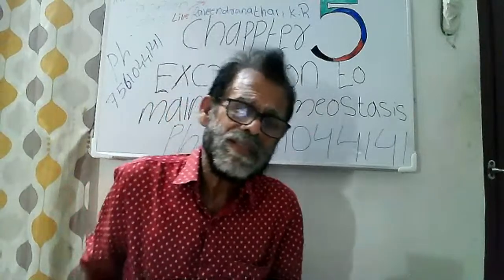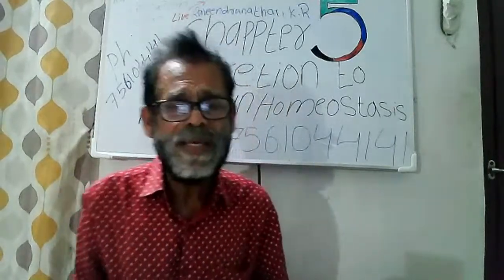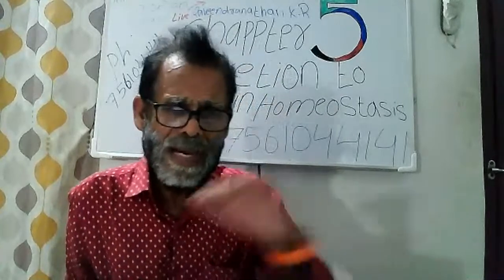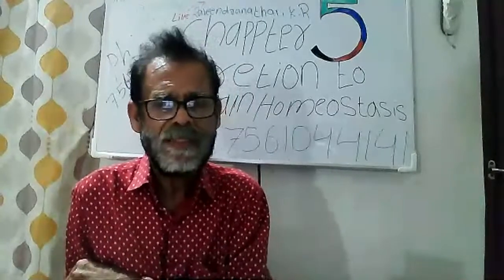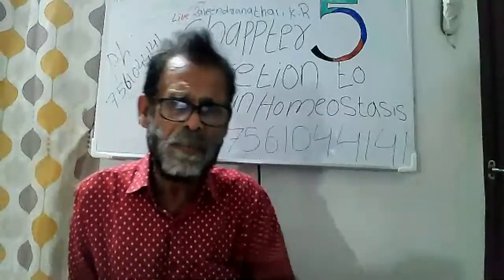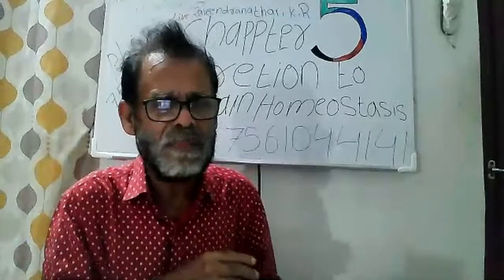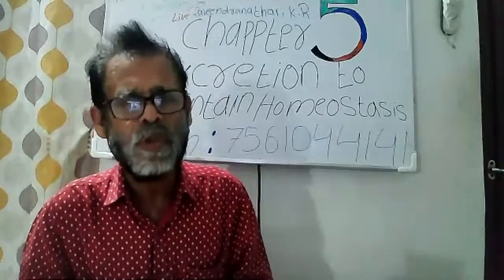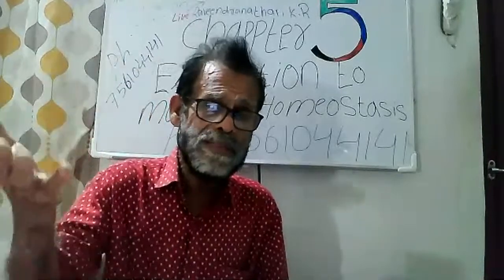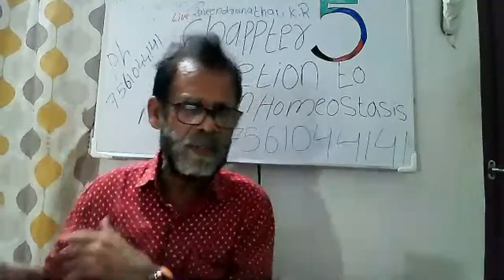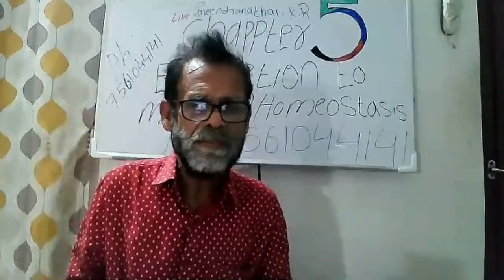What is homeostasis? Homeostasis is maintenance of chemicals in the body in a balanced condition. Nothing should be excess, nothing should be less. Sugar should not be excess, sugar should not be less. Urea should not be excess, urea should not be less. Urea is to be eliminated, but some urea remaining is not a problem then.